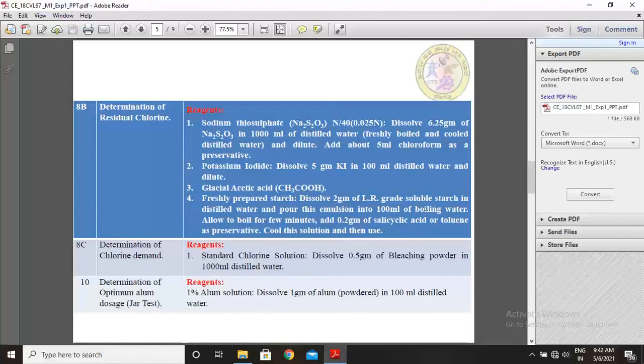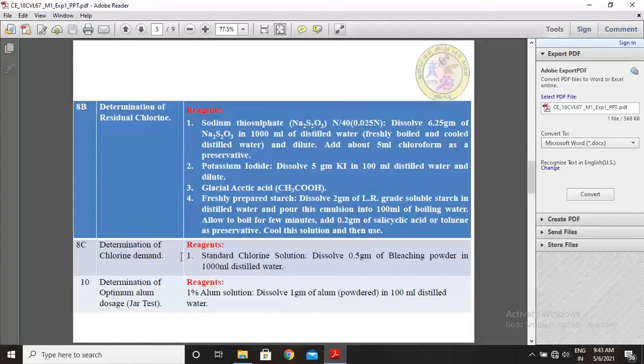Dissolve 2 gram of LR grade soluble starch in distilled water and pour this emulsion into 100 ml of boiling water. Allow to boil for a few minutes. Add 0.20 gram of salicylic acid or toluene as preservative. Cool this solution and then use. So now this becomes freshly prepared starch. Then conduct the experiments. Next experiment, determination of chlorine demand.